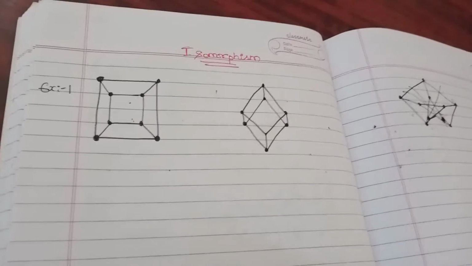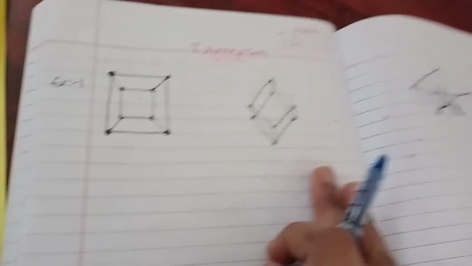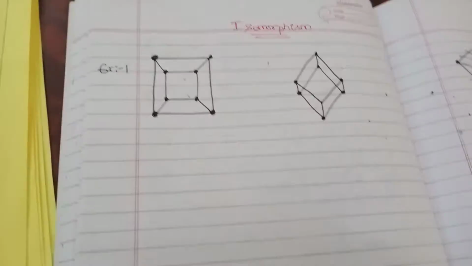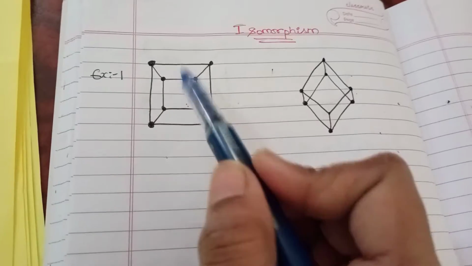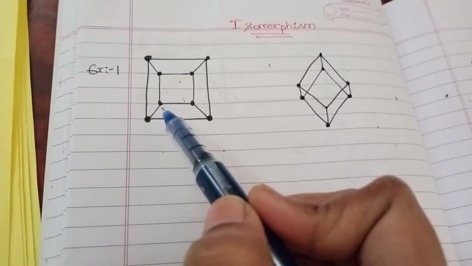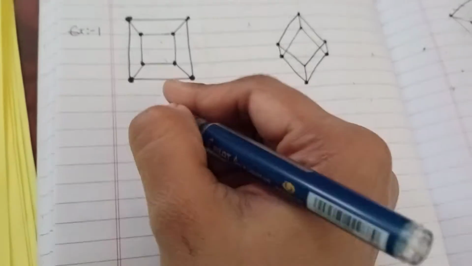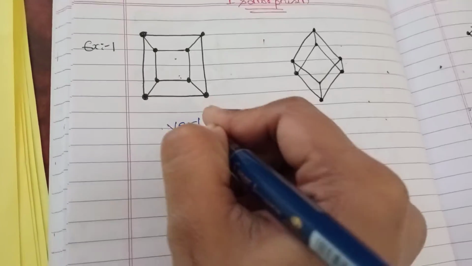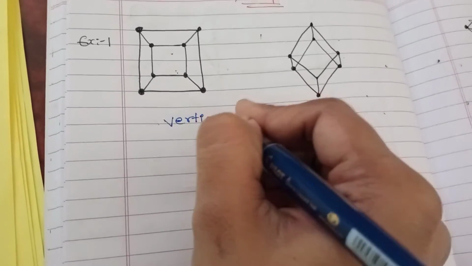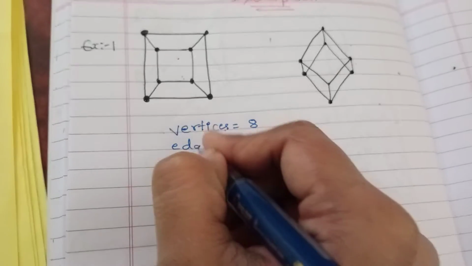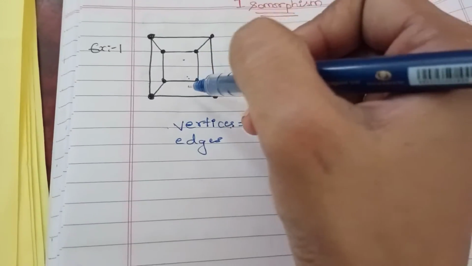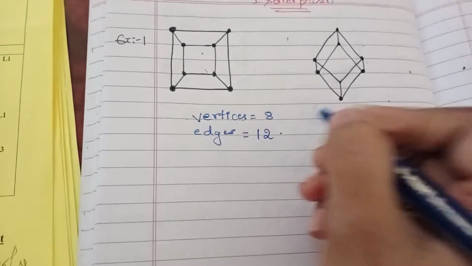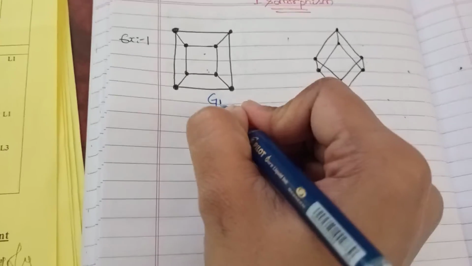We'll see one more topic, that is isomorphism. This is a first example in the isomorphism where these dots are represented as vertices and the lines are known as edges. Okay, so you have totally 8 vertices, and edges: 1 2 3 4 5 6 7 8 9 10 11 12. So totally you have 12 edges in this graph 1.